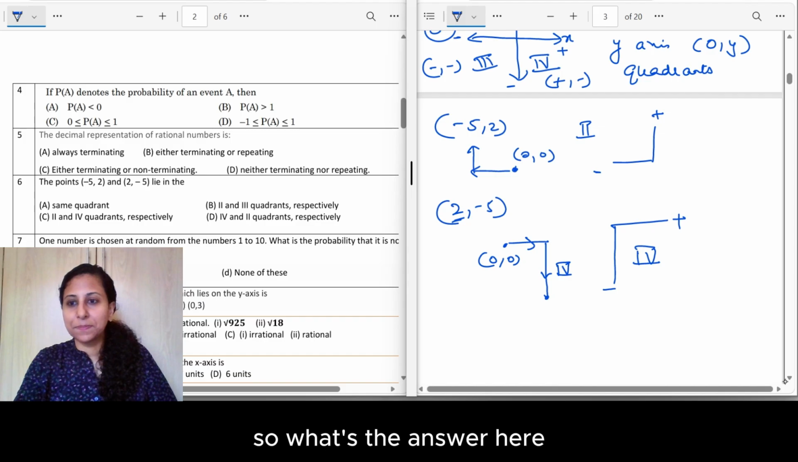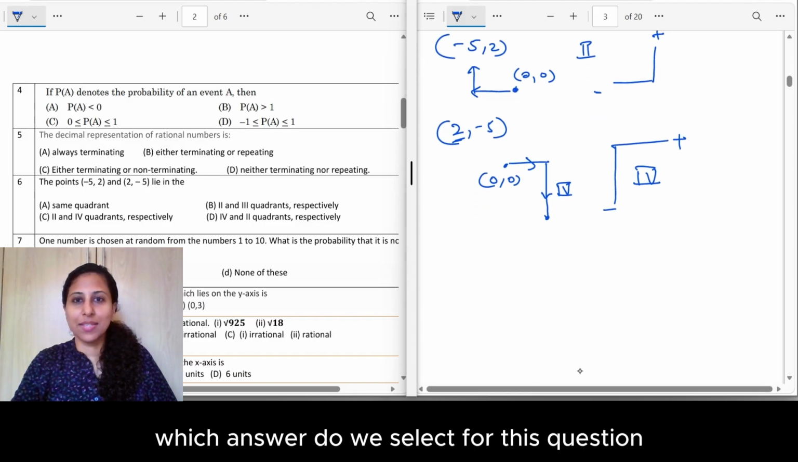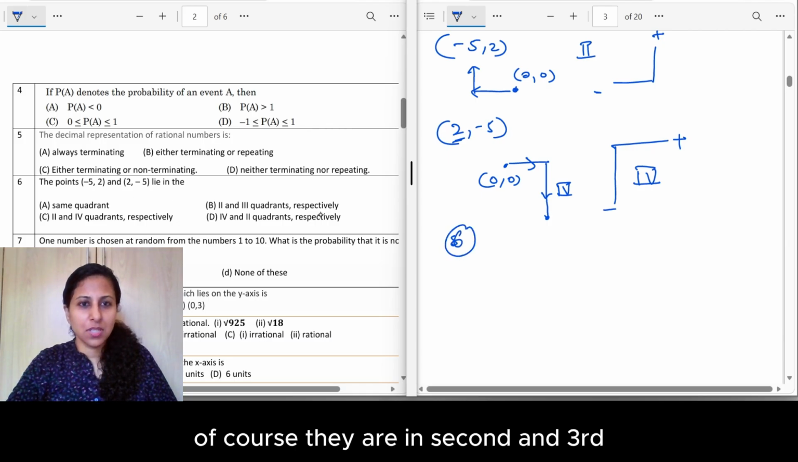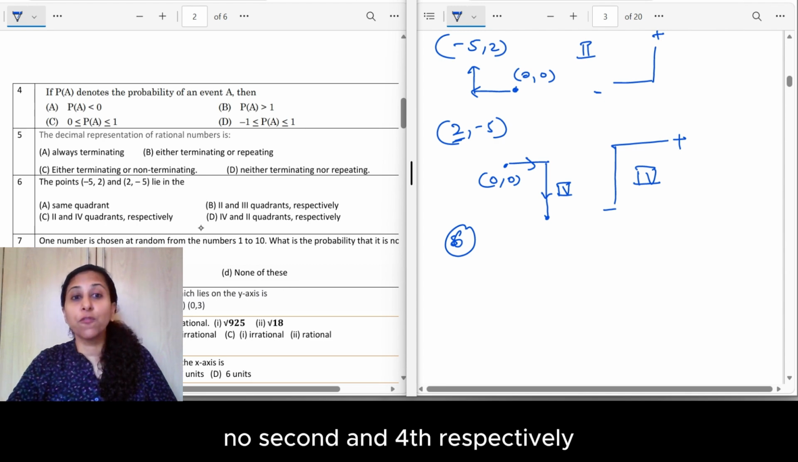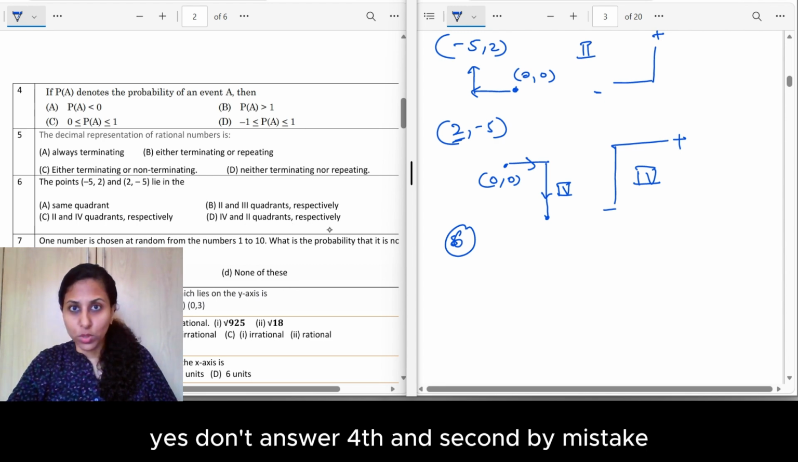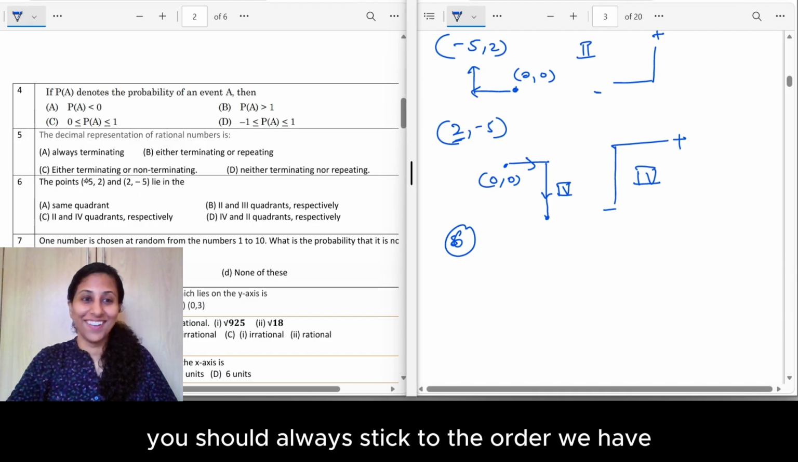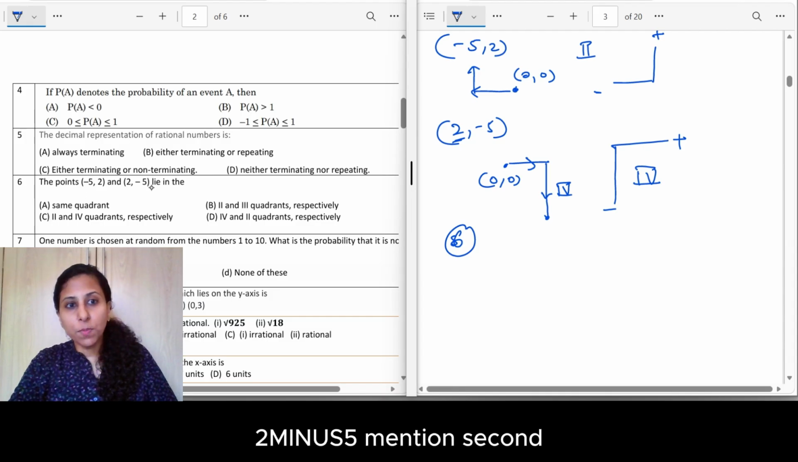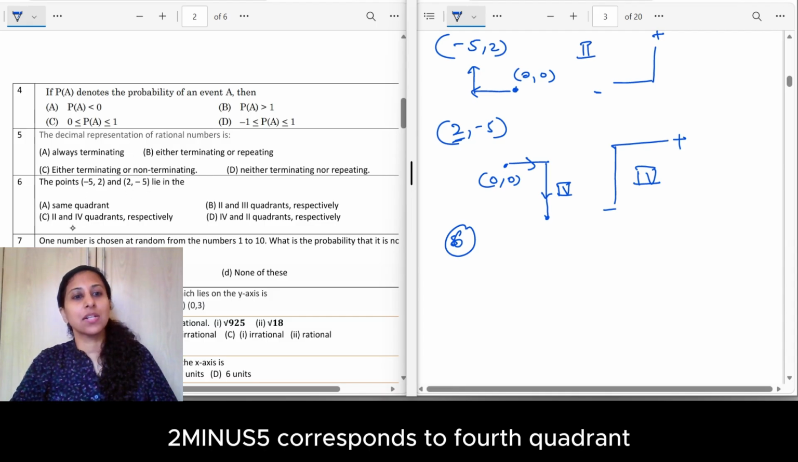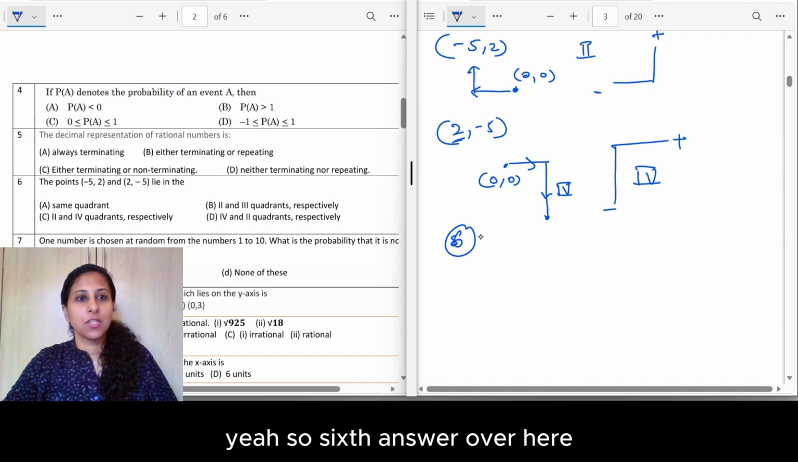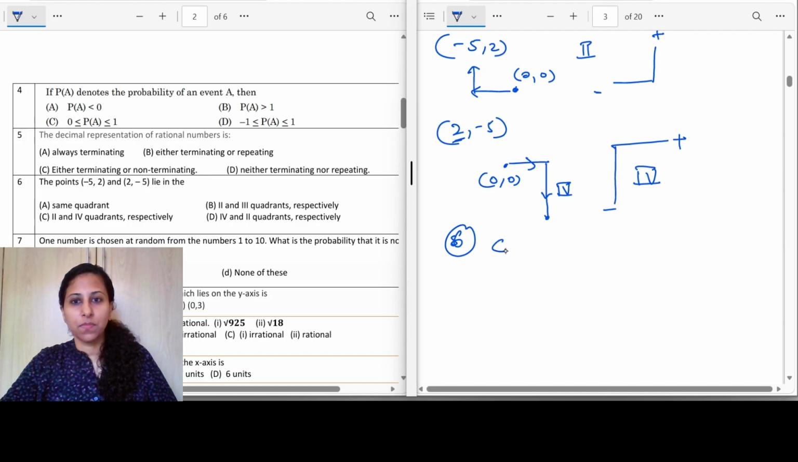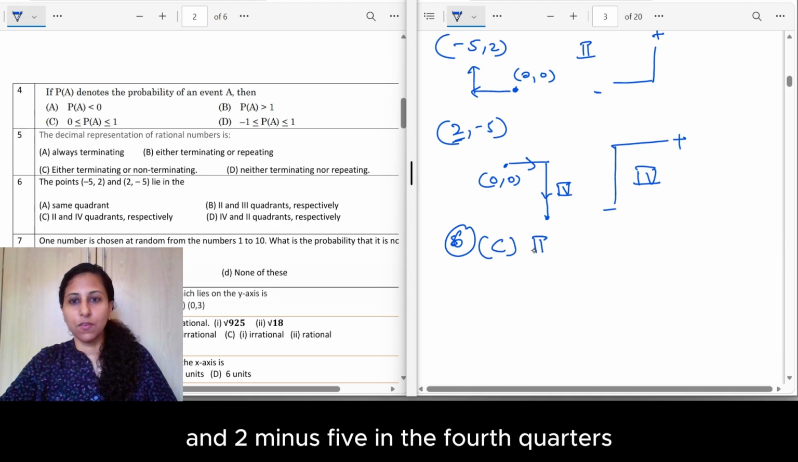So what's the answer here? Which answer do we select for this question? For this one, they both are not in the same quadrant, of course. They are in second and third, no. Second and fourth, respectively, yes. Don't answer fourth and second by mistake. You should always stick to the order. We have minus 5, 2 mentioned first. Minus 5, 2 corresponds to second quadrant. 2 minus 5 mentioned second. 2 minus 5 corresponds to fourth quadrant. So sixth answer over here, minus 5, 2, second quadrant. And 2 minus 5 in the fourth quadrant.